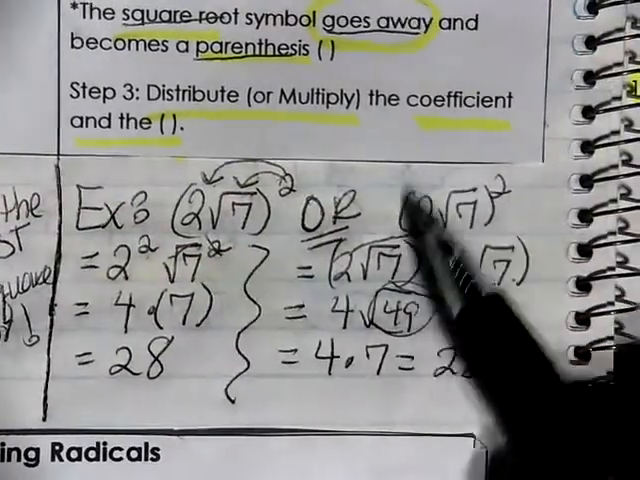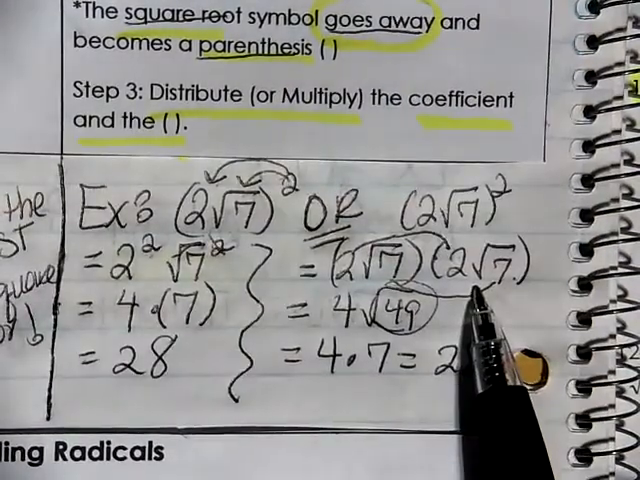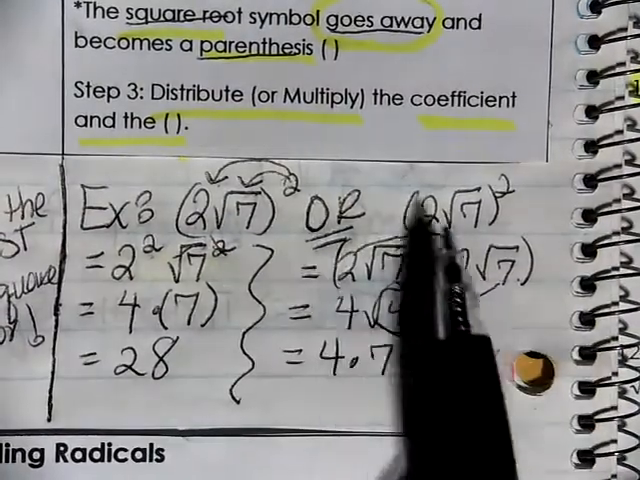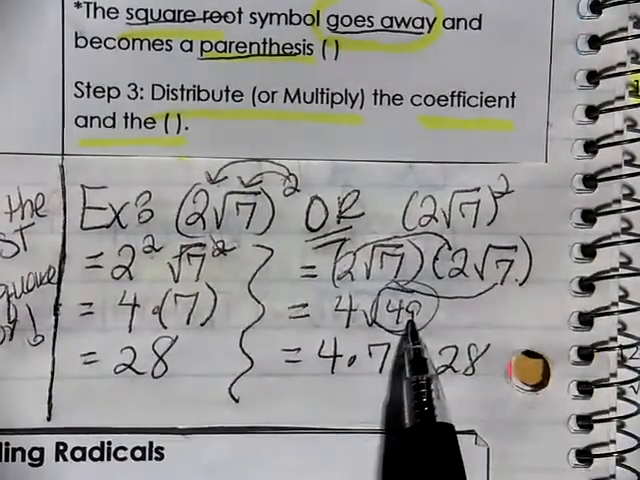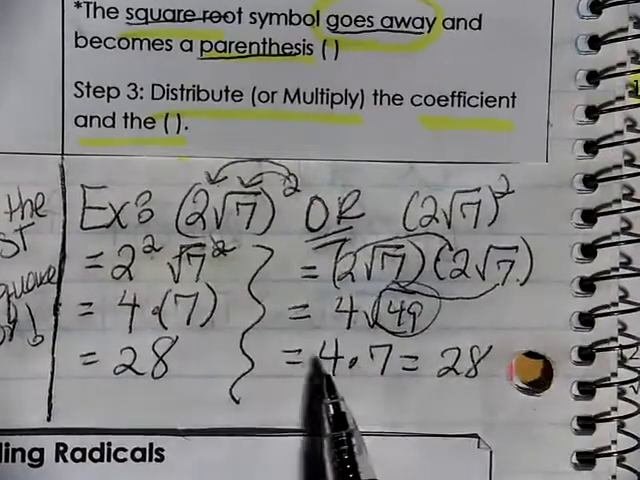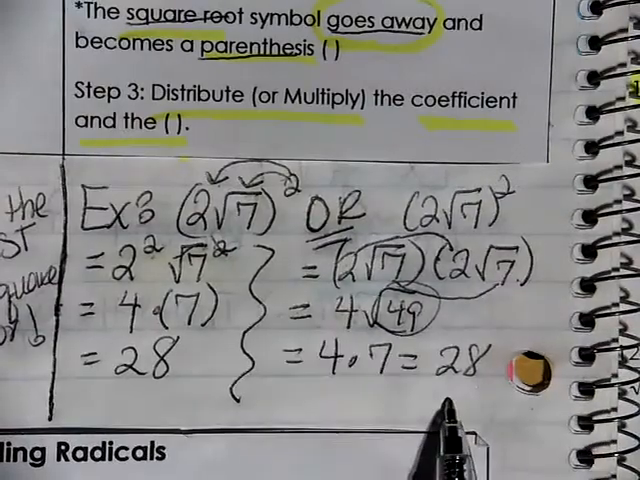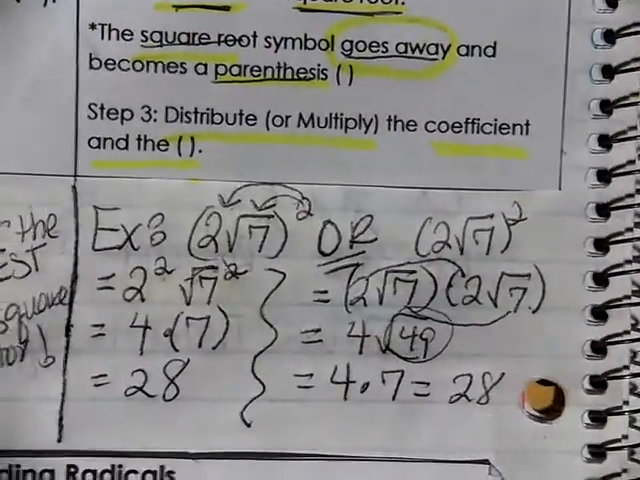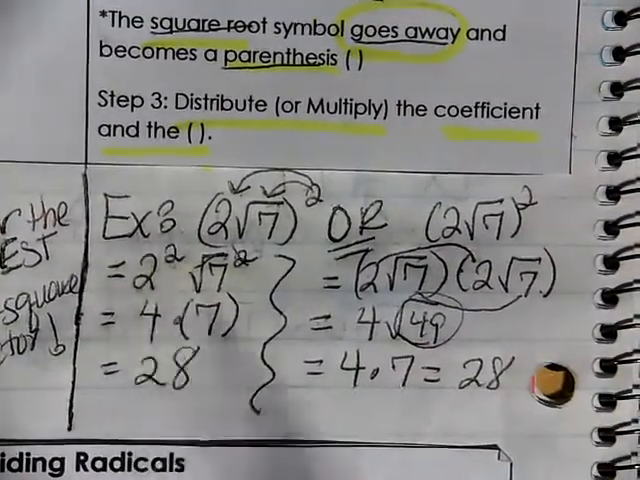Another way to solve this is to rewrite 2 times the square root of 7 as 2 separate pieces. So you would multiply the coefficients together. 2 times 2 would give you 4. 7 times 7 will give you 49. The square root of 49 is 7, so we have 4 times 7, which is still 28. Both ways will get you the right answer. It just depends on what you want to do. Personally, I think that distributing the square is faster, so this is the way I'm going to show you.